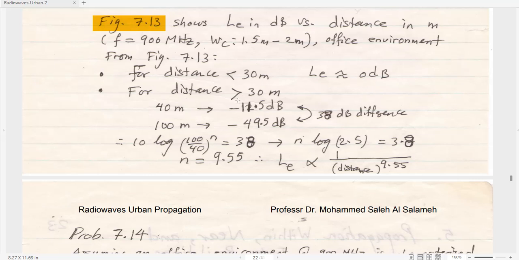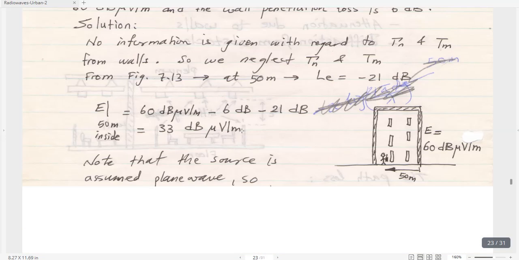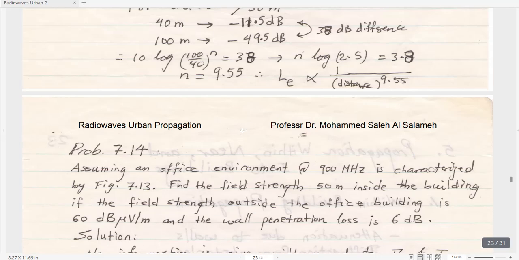For distances greater than 30 meters, at 40 meters it is minus 11.5 dB, and at 100 meters it is minus 49.5 dB.